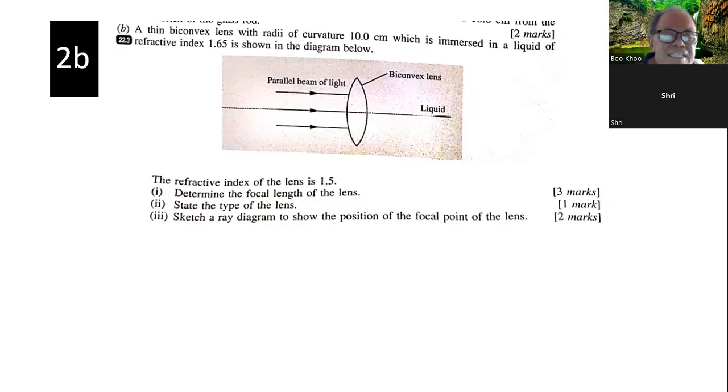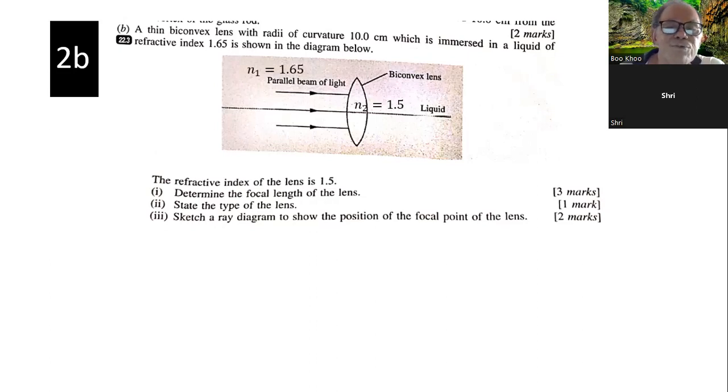The refractive index of the lens is 1.5. Determine the focal length of the lens. Okay, how to do that? How to calculate that? Can I give you some hint?